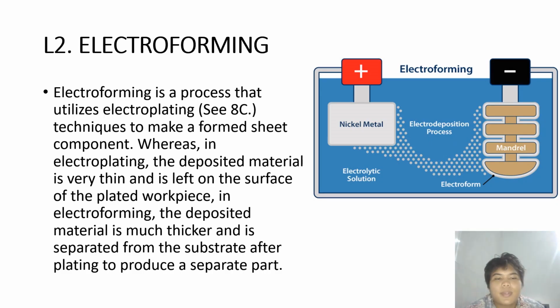Electroforming is a process that utilizes electroplating to make a formed shape component, whereas in electroplating the deposit material is very thin and is left on the surface of the plated workpiece. In electroforming, the deposit of material is much thicker and is separated from the substrate after plating to produce a separate part. So in the electroforming, this is the positive one, this is the neutral. After the electroforming is activated, the nickel metal is going to stick onto the negative electrode, so it's going to cover the workpiece.